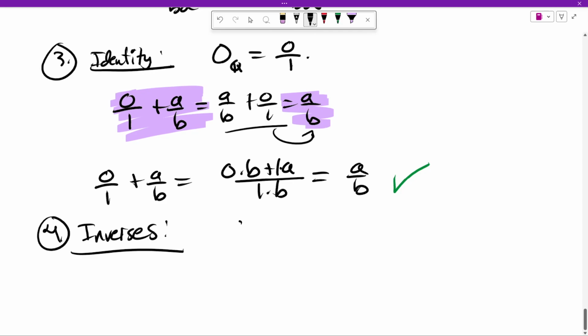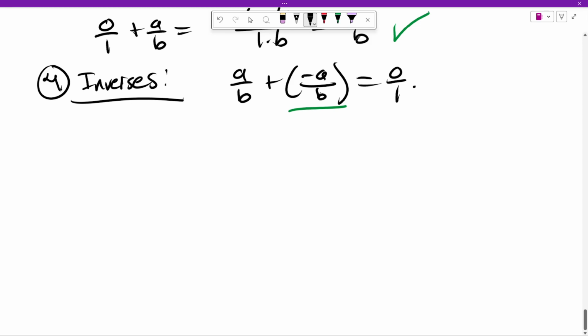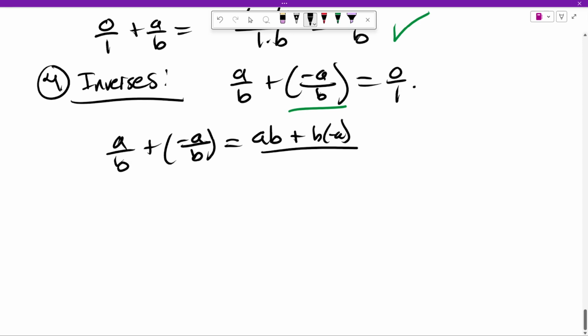So I claim that a over b plus negative a over b is 0. That is, this guy is the inverse for a over b, the additive inverse. So let's go in and check that. So what's a over b plus the rational number negative a over b? It's ab plus b times negative a, over b squared.